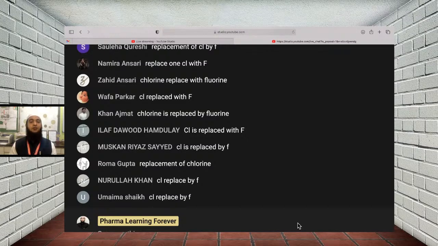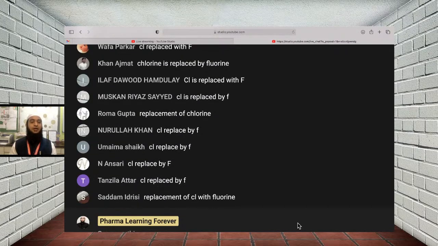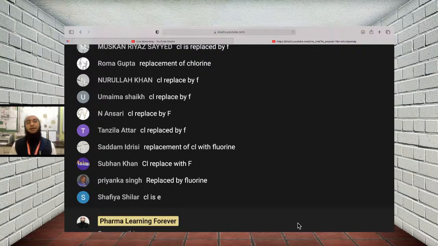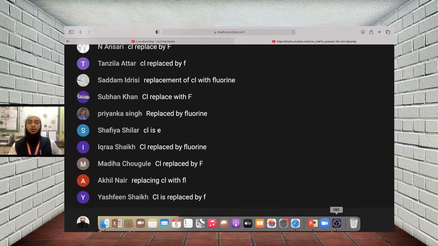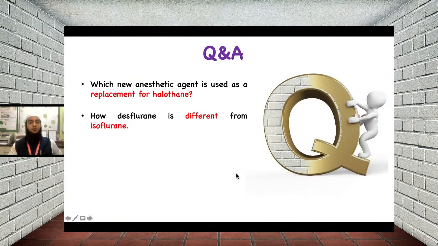So 6 fluorine and 1 oxygen. Okay, so you can define it as 6F-O as the structure of desflurane. So very simply, you have replaced the chlorine by fluorine in case of desflurane.